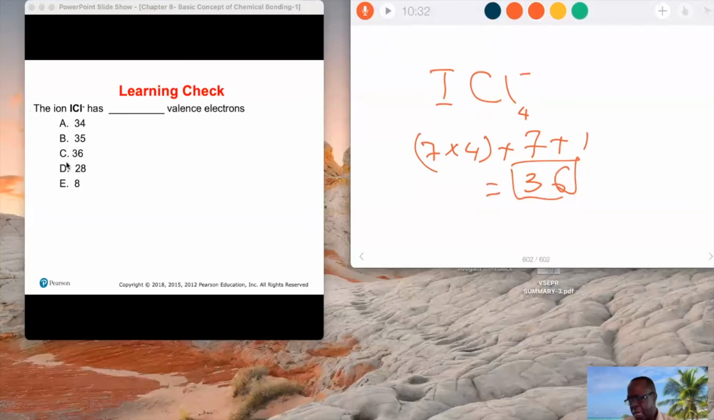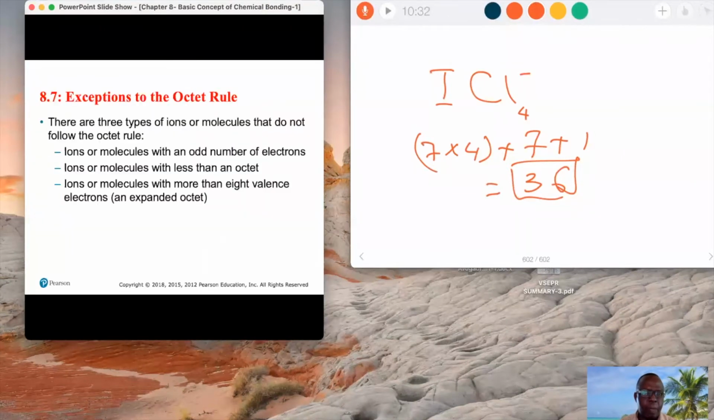This is the question on the learning check from this past Tuesday. Basically it's just using the periodic table. Given the other elements, you should be able to find the total number of valence electrons, the first step in drawing the Lewis structure for a molecule or polyatomic ion. So this is where I stopped last time.